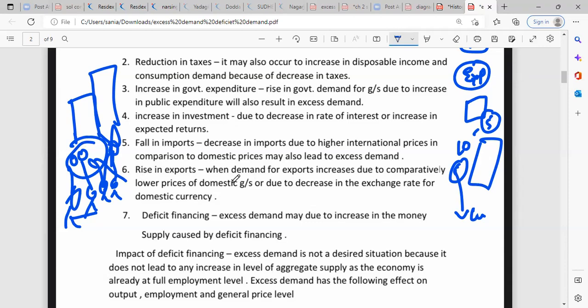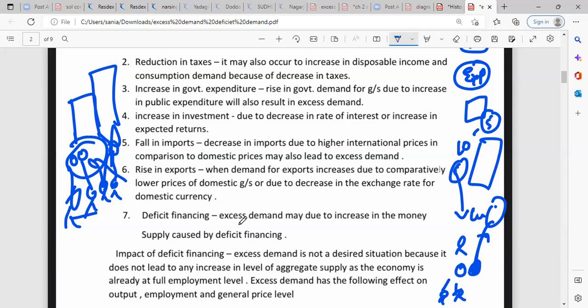Then rise in exports. Most of the time what is happening, earlier we had two dresses over here. Now the shopkeeper sold one dress to a company. Earlier two people were demanding this, but now he sold this product to some other people, maybe abroad. So now for this one product, two people are demanding. So again, it becomes excess demand, right?